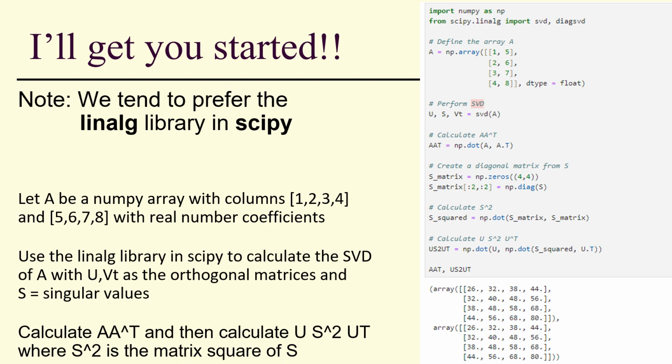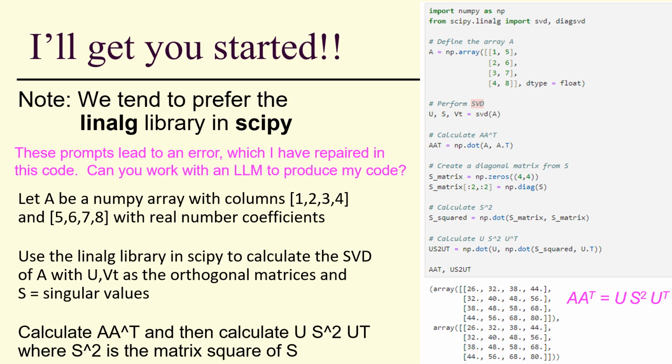However, ChatGPT actually gave me something that had an error. This is actually the AI assistant in Anaconda. So sure enough, we have that AA transpose is U S squared U transpose. That's what we expected. But I've actually fixed the code. So you can put these prompts in. It will give you code, but the code won't work. Can you work with the LLM to produce the code that you see here that actually works?